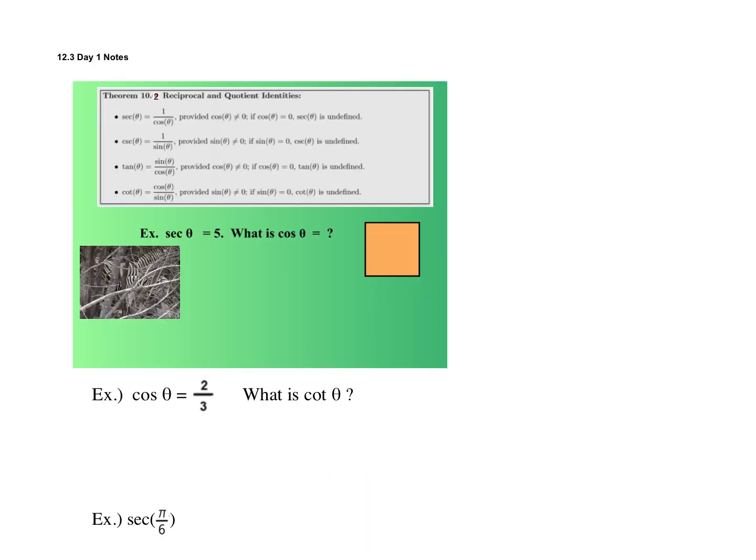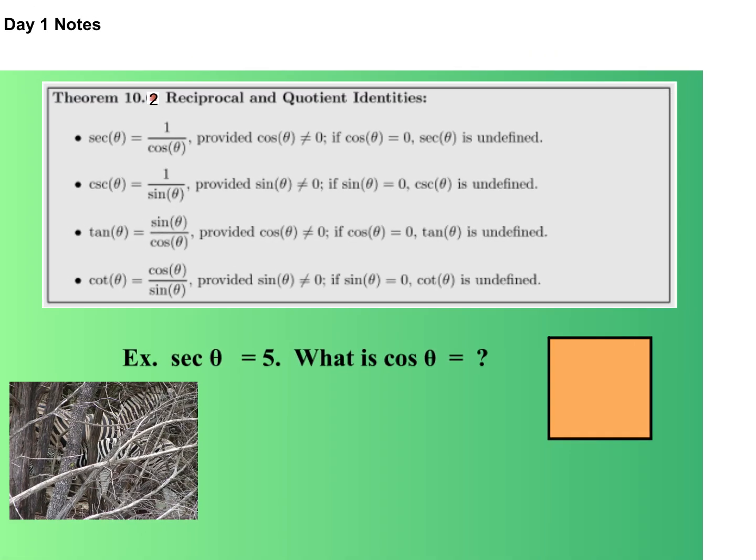Okay. Get to this page. This is where they officially say which are all of them that go together. Secant is 1 over cosine. That's what we were saying the whole time. Cosecant is 1 over sine. All right.